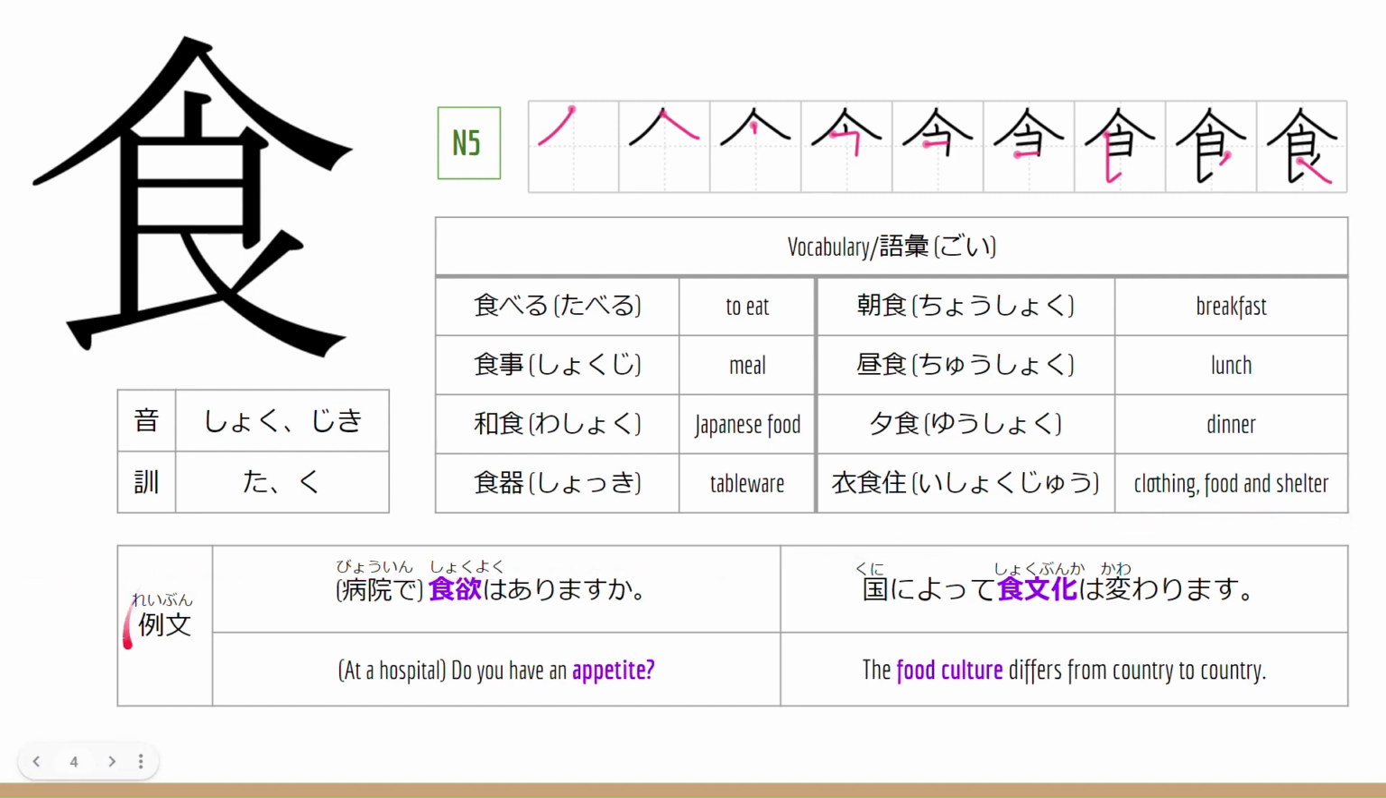Now let's go into the example sentence. 食欲はありますか？これは病院で使います。This means do you have an appetite? And we use it at the hospital. 国によって食文化は変わります。The food culture differs from country to country.